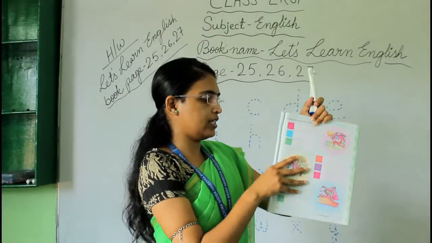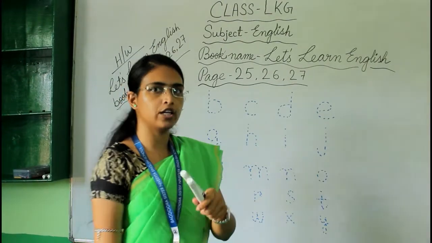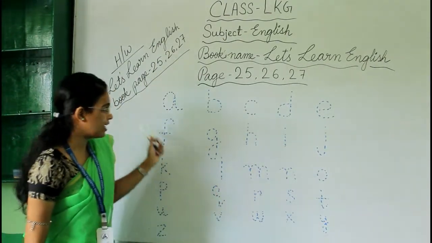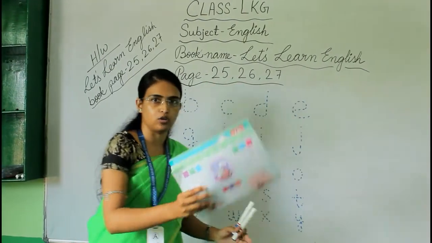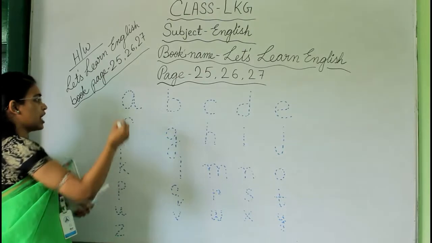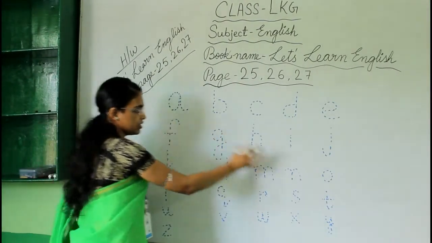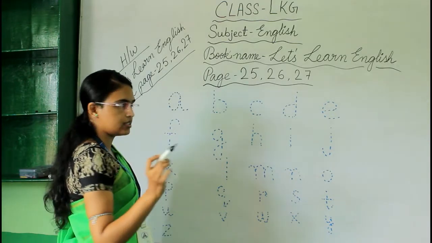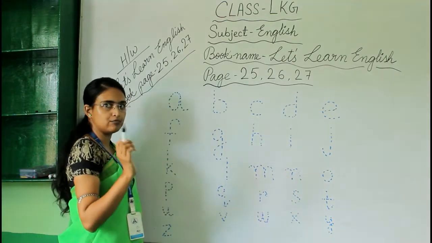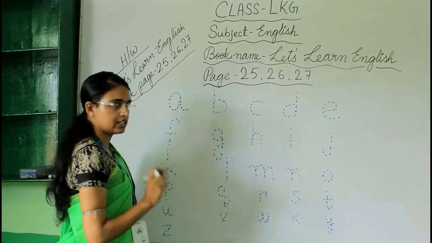So this 3 page is your homework. Now I am showing you how you will write the letters or how you will trace the letters in your book. Okay? So we will start from A. Can you see the dotted alphabets? Yes. Now look at the board carefully. I am showing you how you will write or how you will trace the letters in your book.